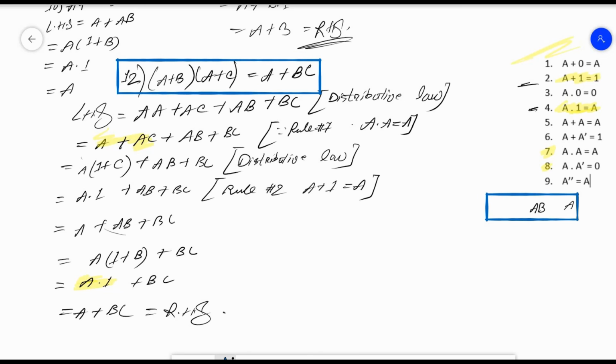So you see, in this way, by using the basic rules we can prove and simplify other Boolean expressions, and we will practice some more of them in our later videos.